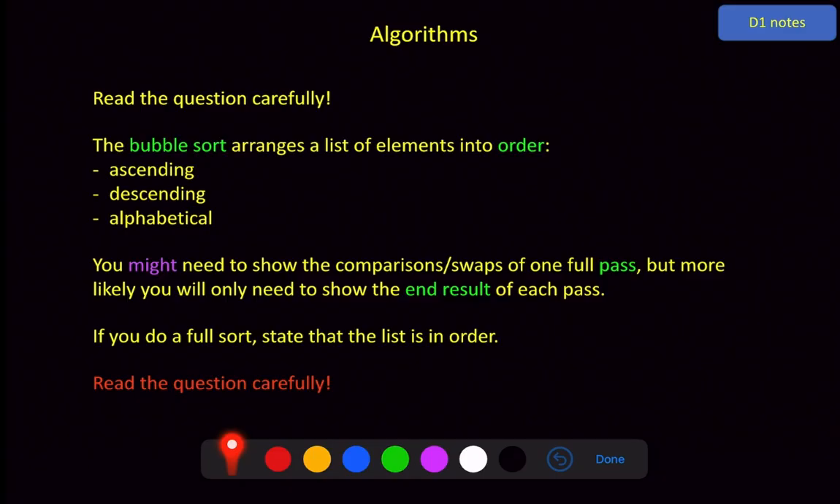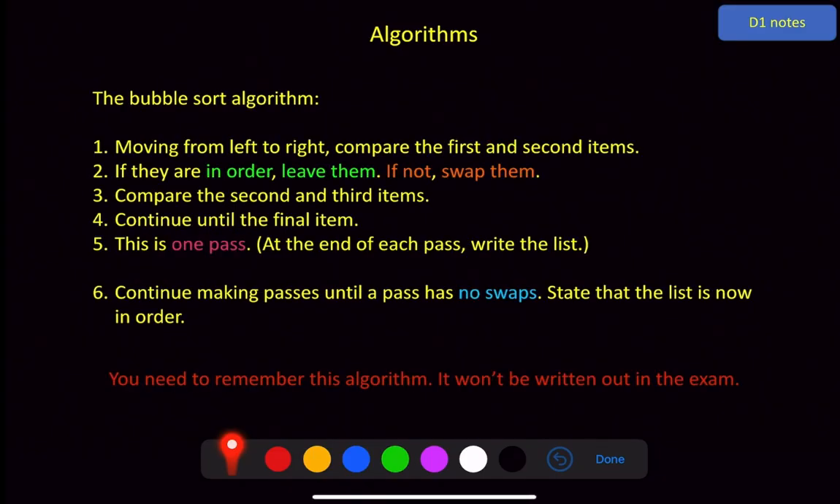Okay, the bubble sort algorithm itself is here. Moving from left to right, compare the first and second items in the list. If they are in order, leave them. If they're not in order, you swap them. Then you compare the second and third items, where it's easy to jump over the second because you've kind of already used it in this first comparison, but don't do that.